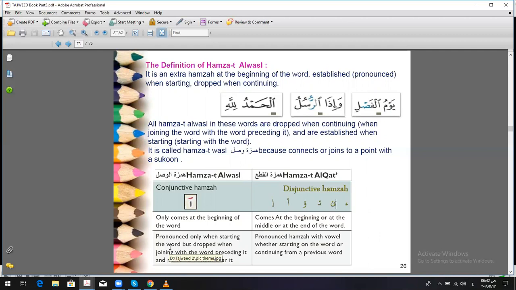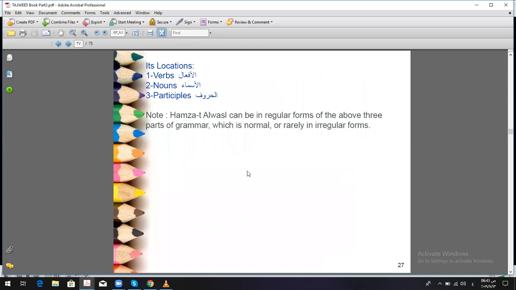Hamzat al-Wasl is pronounced only when you start the word, but dropped when joining with the word preceding it, and no vowel is written over it. Hamzat al-Qat is pronounced, a Hamza with a vowel, whether starting the word or continuing from a previous word. So these are the two differences.